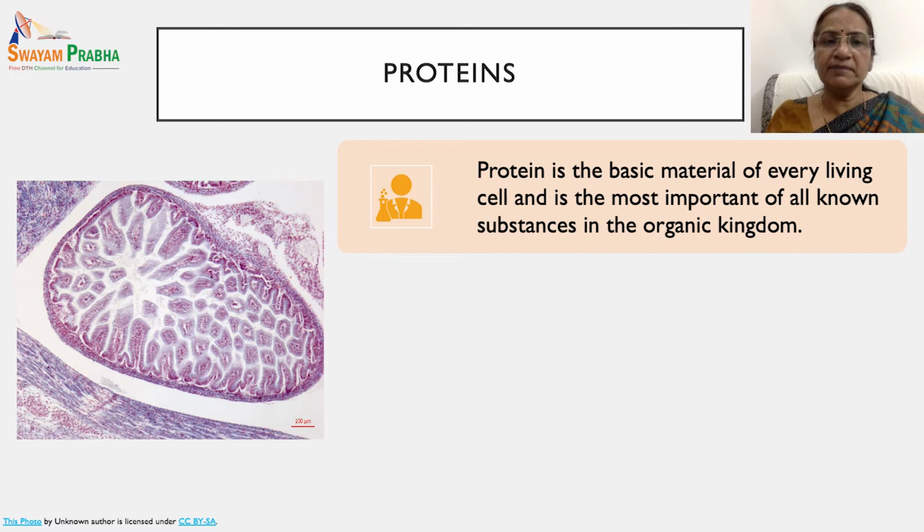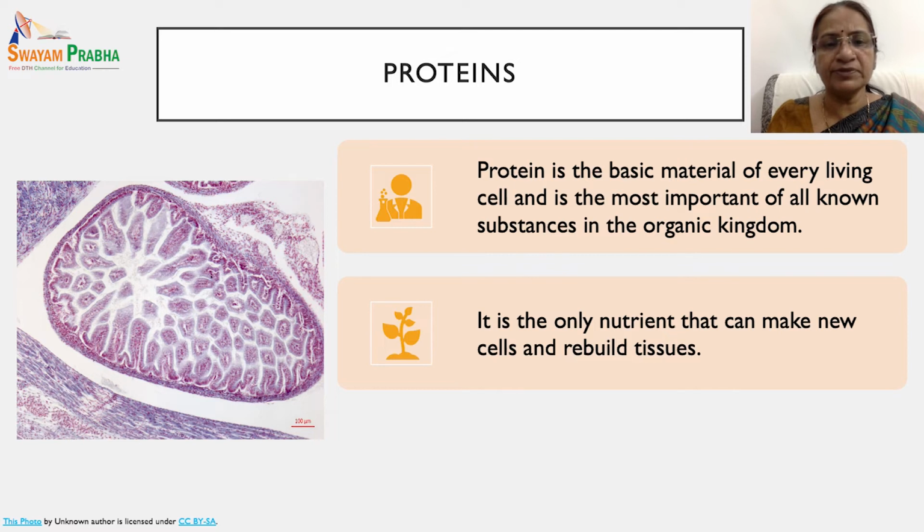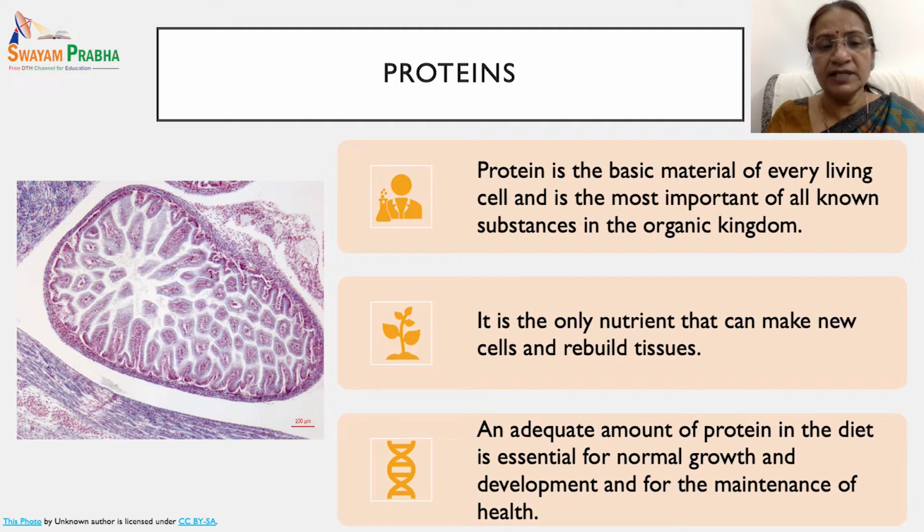Protein is the basic material of every living cell and is the most important of all known substances in the organic kingdom. It is the only nutrient that can make new cells and rebuild tissues. Therefore, an adequate amount of protein in the diet is essential for normal growth and development and for the maintenance of health.